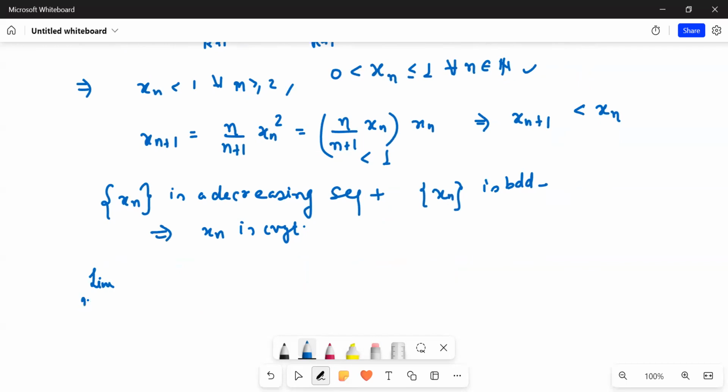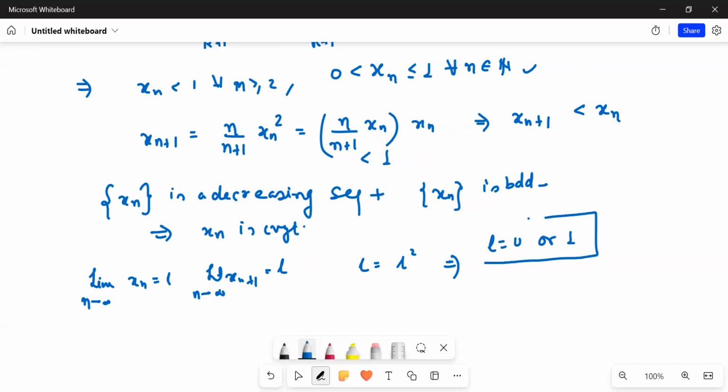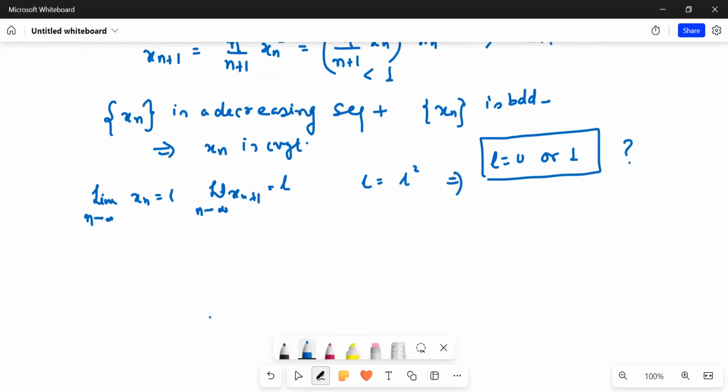And one thing is very much clear. Now, if I want to find the limit, so limit n tends to infinity, let's say xn is equal to L. So similarly, limit n tends to infinity, xn plus 1 will also be L. So it is equal to L is equal to simply L square, because as n tends to infinity, this will go towards 1. So from here, there are two limits. One is coming as 0, other one is coming as 1. So what do you think the limit would be? What do you think the limit would be? Okay. See, this is quite clear that limit would be 0.